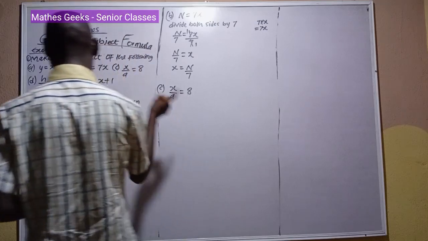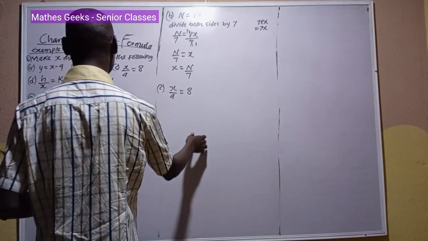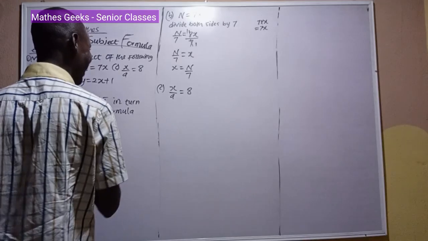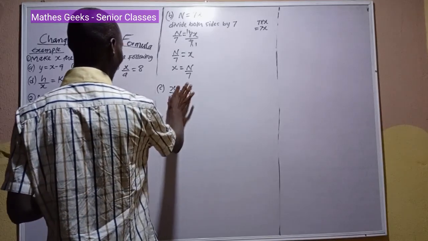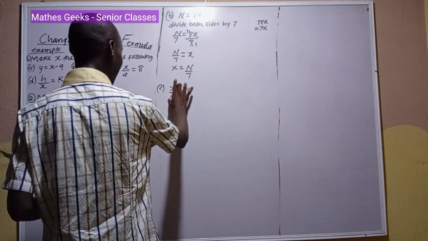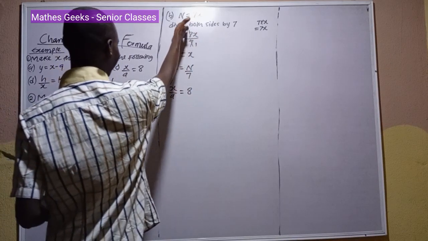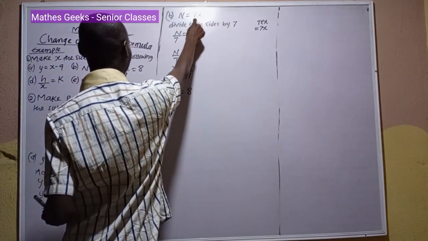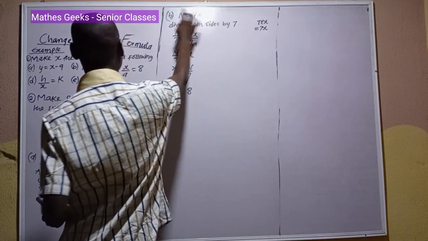Remember that anytime we are carrying out the opposite of a particular operation, it applies to both sides. You don't just do it on the side that has the letter that you want to make the subject. For instance, I wouldn't multiply only this part of the equation by a. No, whatever you are doing here, you also do to this part of the equation. Just as we did here, we divided both sides by 7.